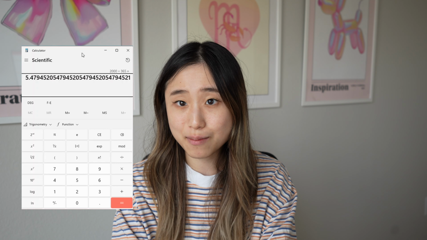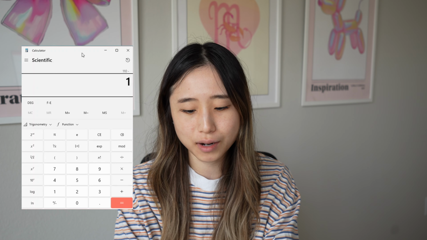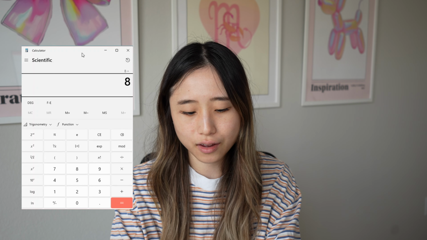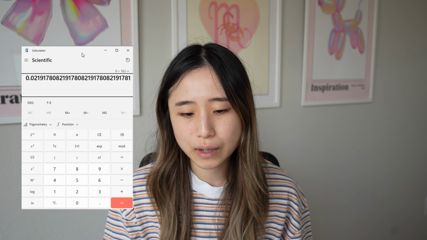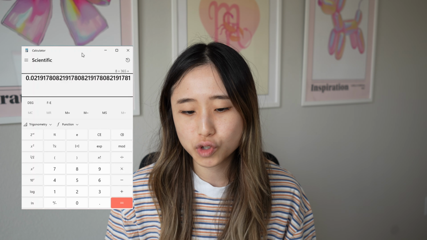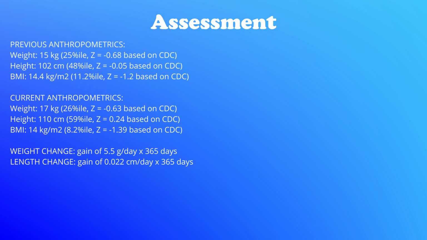We're going to do the same thing with the height. So 110 minus 102 divided by 365. And so we get about 0.022 centimeters per day over the past 365 days of length gain.